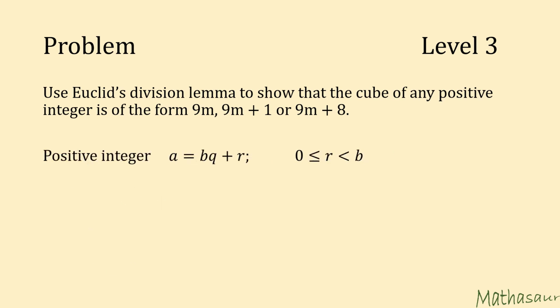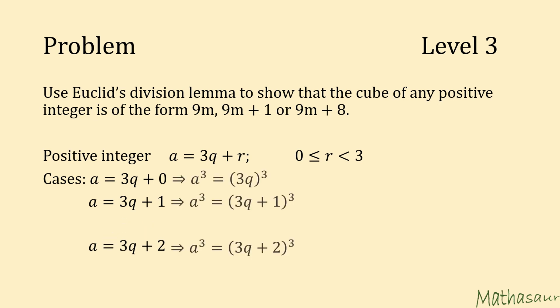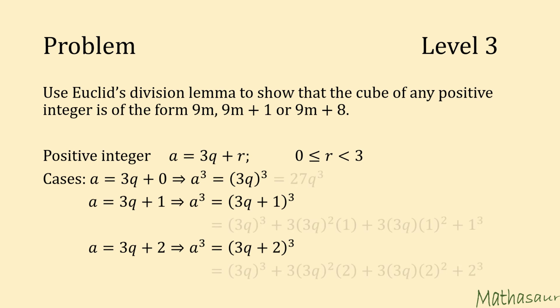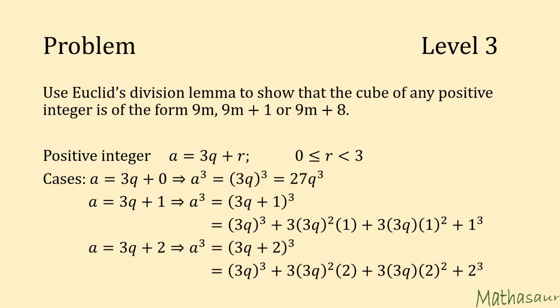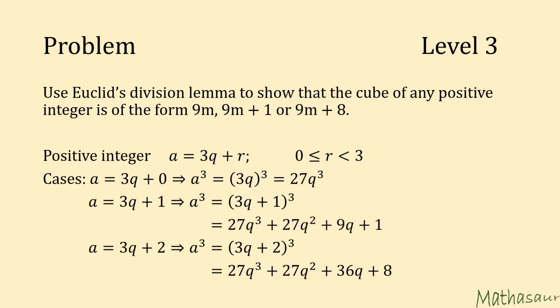Let us write Euclid's division lemma, and this time let us take a factor of 9 which when squared or cubed could give us a 9. Let us take b as 3. Now r is going to be less than 3, so we are going to get only 3 cases: 3q + 0, 3q + 1 or 3q + 2. Now let us cube both the sides in all the 3 cases and expand the brackets. Do you notice something interesting?